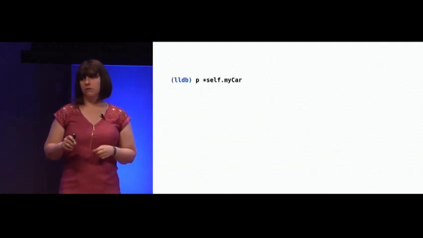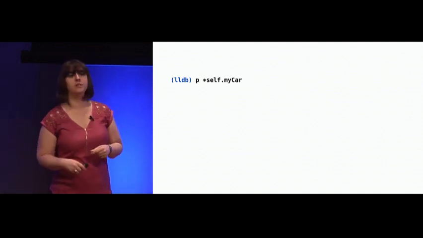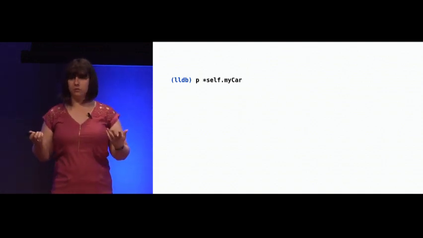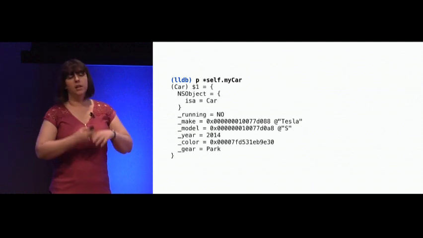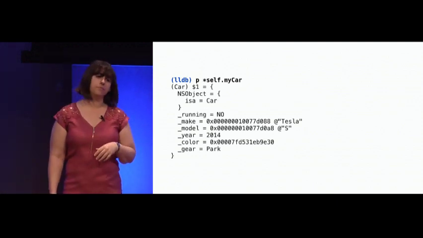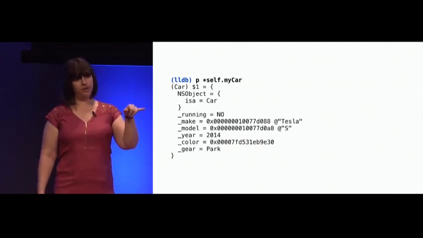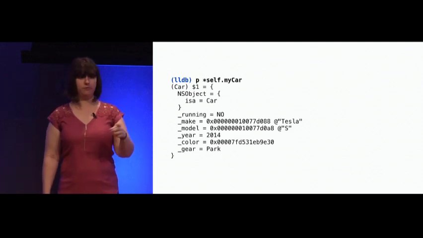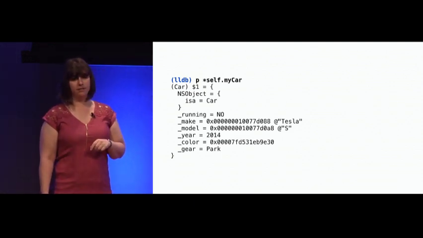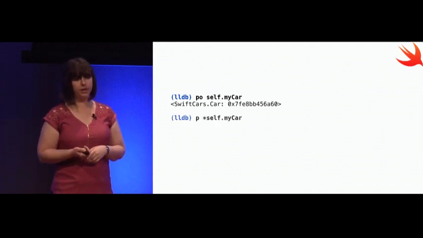But the powerful part about P is when you're in Objective-C, you get to dereference your pointers. So if I wanted to inspect what this car variable is, it'll print out all of the ivars, which can be really useful. And you can also get this in Xcode's little side panel that shows you all this stuff, but sometimes it's nice to have it in your console. Swift, same thing, PO works.